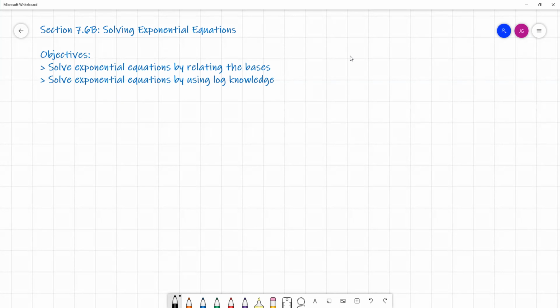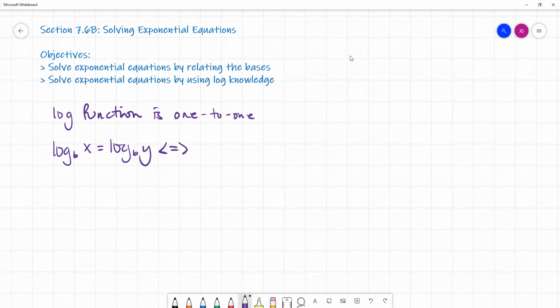In yesterday's video in 7.6a, we talked about how the logarithmic function is something called one-to-one, right? Let me write that down. What was the significance of that? Well, if I had log base b of x is equal to log base b of y, then I could say that x is equal to y, because one-to-one means not only that for every x there's only one y assigned to it, but for every y there's only one x assigned to it. So if the outputs are the same, then the inputs have to be the same too, okay? And that helped us solve a bunch of log equations.